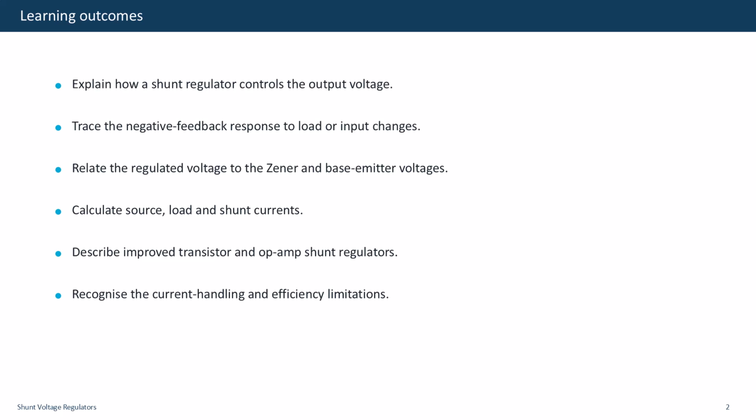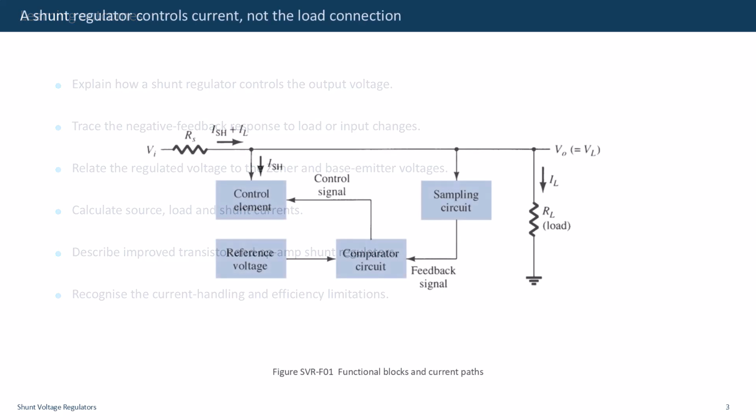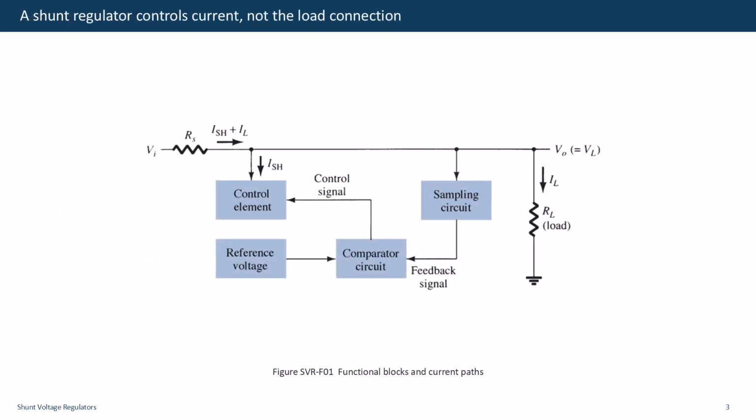For the basic transistor regulator, you will relate the regulated load voltage to the Zener voltage and the transistor base emitter voltage. You will calculate source, load and shunt currents in a worked example. Finally, you will distinguish the basic circuit from improved transistor and operational amplifier arrangements and recognize the principal efficiency limitation of shunt regulation.